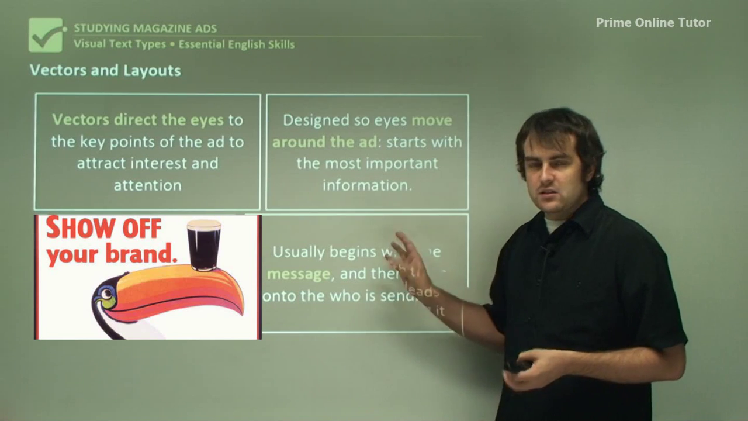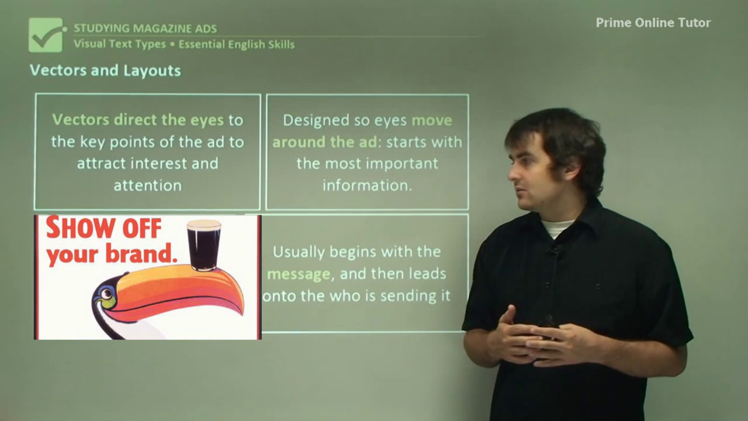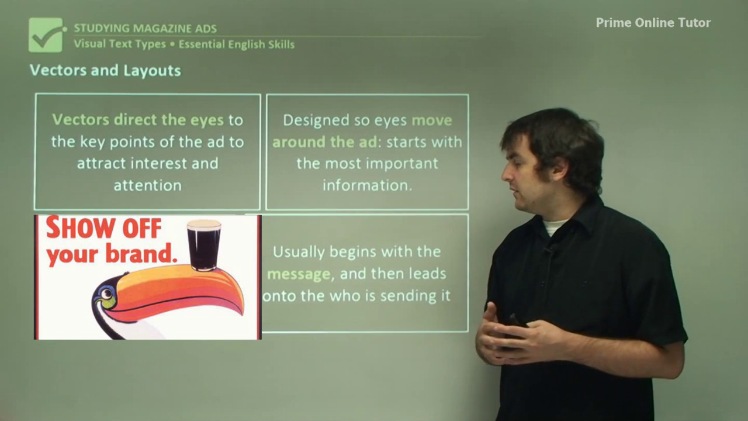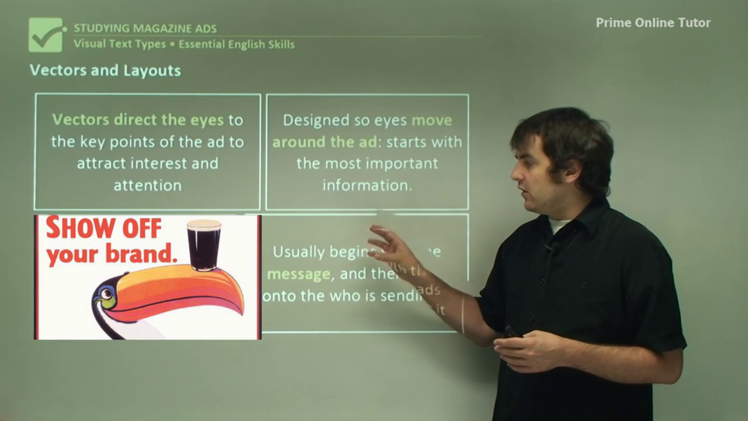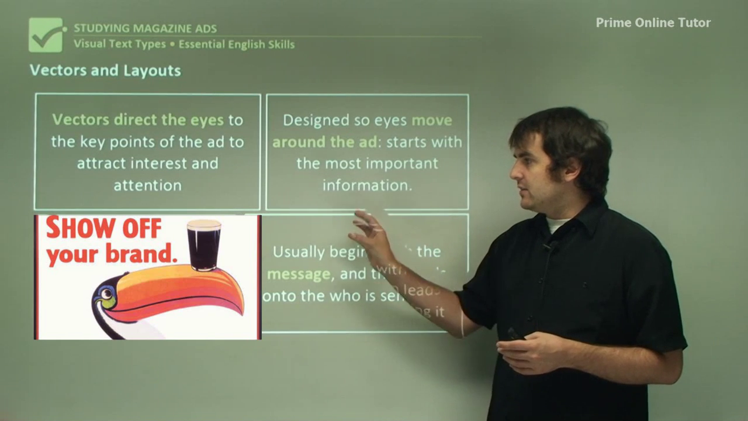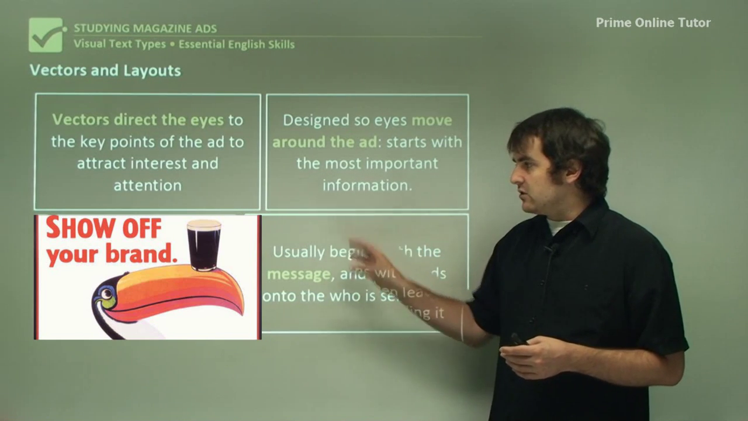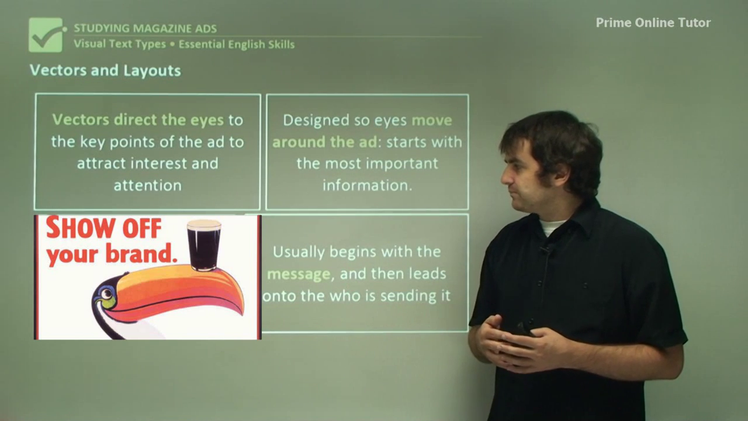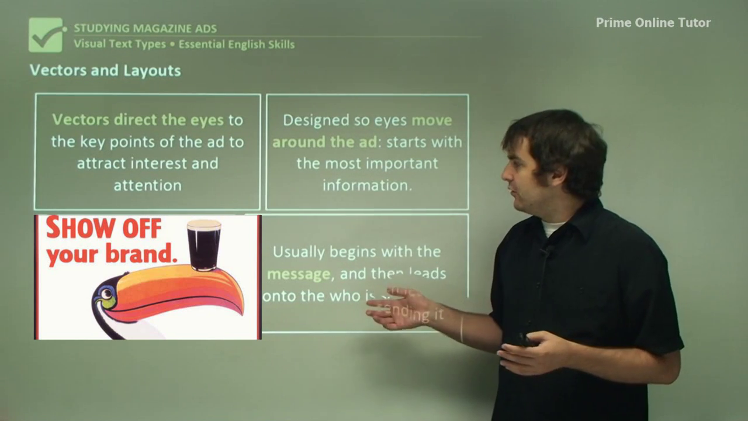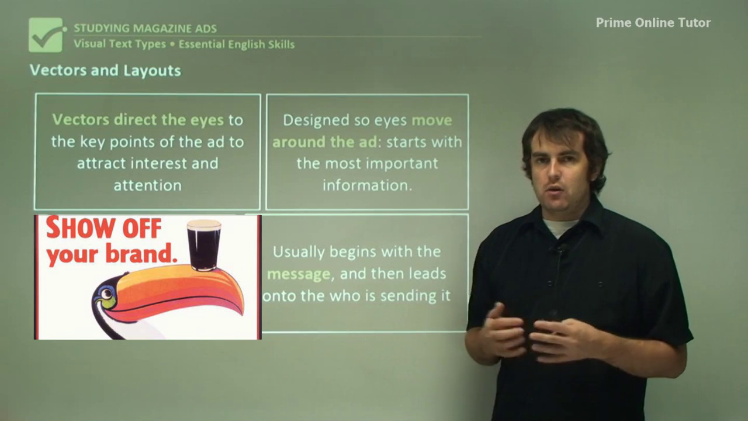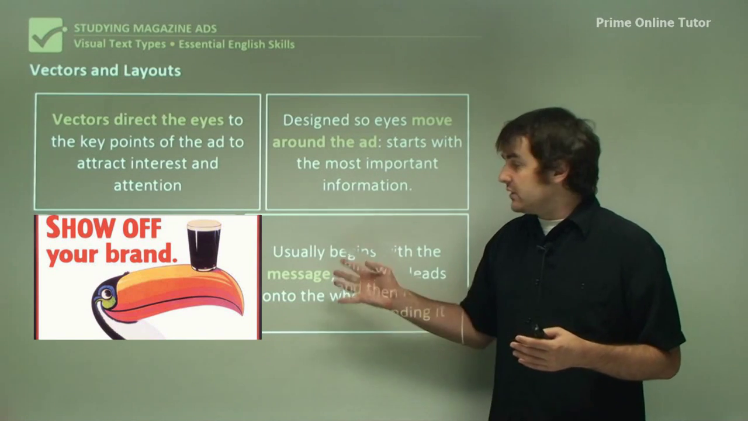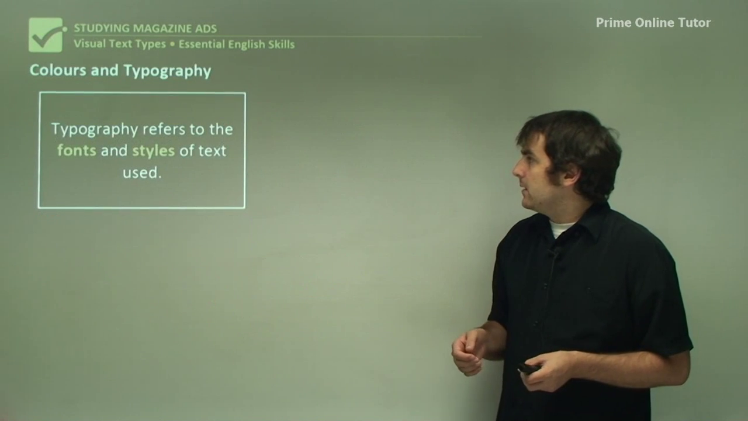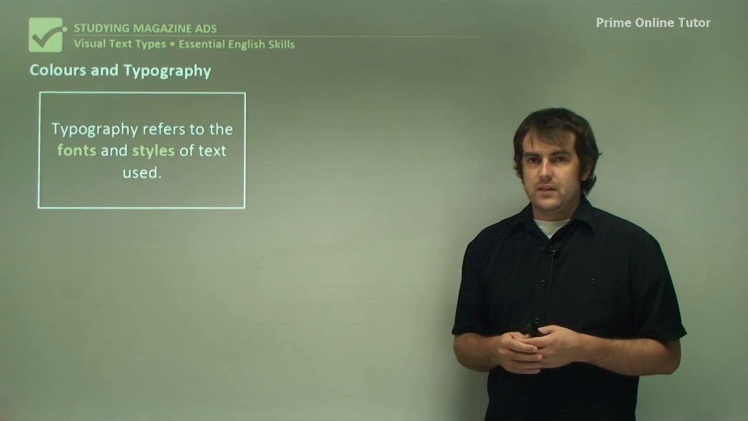So again, that's what the vectors and the layout is designed to do. So if you look at this ad even, now this one's not necessarily selling us anything, but immediately you've got this giant beak in the middle, and then this idea, show off your brand. So we've got that as two things working together. We've got this giant beak with a glass of a beverage of some sort on it, and then immediately it's show off your brand. So basically it's that image that really does stand out, and then the text that goes next to it. Okay, typography and colors.